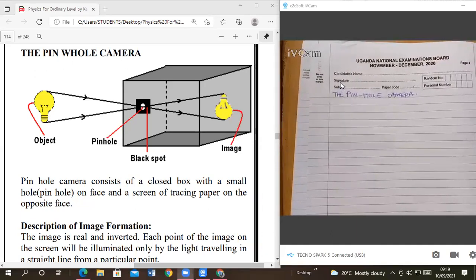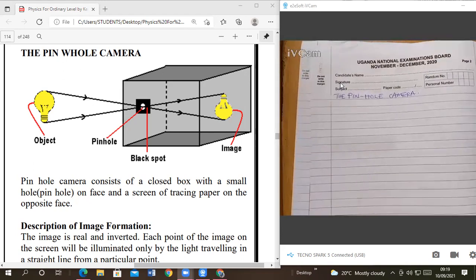We said because light travels in a straight line, if it's obstructed by any opaque object, it will block off the path of the light. And when they block the path of the light, it produces three effects. One of the effects we have said is shadow. The second one is eclipse. The third one is the pinhole camera, which is the last application of rectilinear propagation of light.